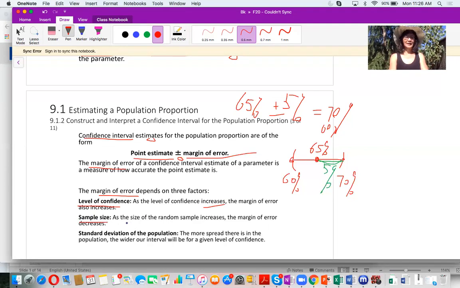Sample size. As the sample size increases, the margin of error decreases. When you increase the sample size, it is more concentrated, so the margin of error decreases. Standard deviation of population. The more spread in population, the wider the interval will be for a given level of confidence. So the more spread the population, the wider the interval.